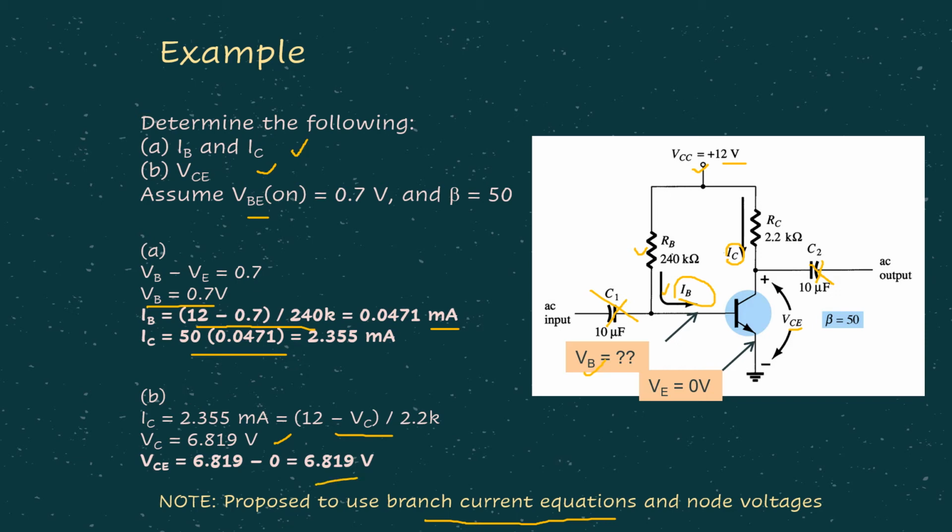For the same thing here, we can also do KVL, where we consider the CE loop. You are supposed to get minus 12 plus ICRC plus VCE equals 0. If you rearrange accordingly, you are supposed to get the same answer.